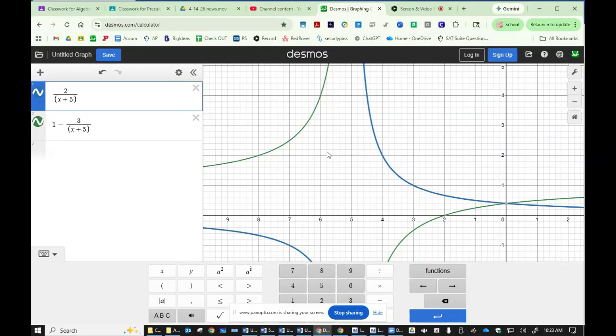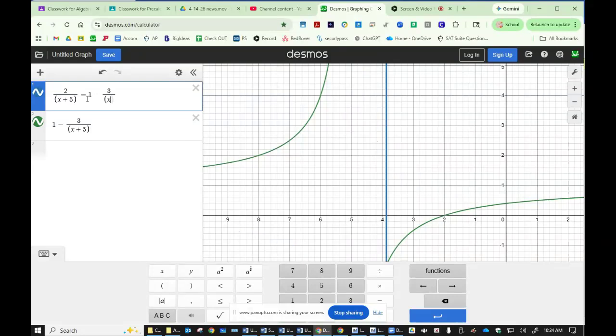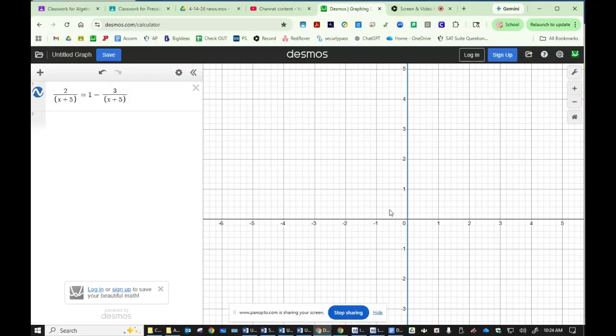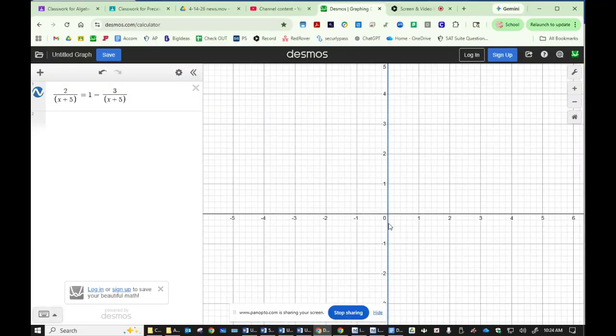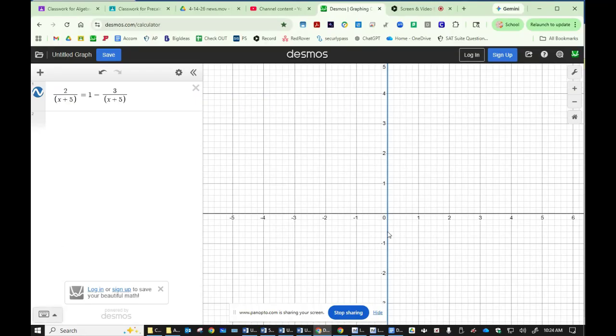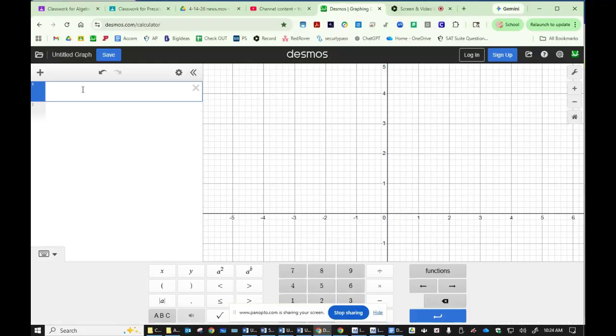Yes? Does it give you the same answer if you just set them equal to each other? No. So if you were to do 1 minus 3 over x plus 5, I'm pretty sure it doesn't graph. Actually, it does. There's your equation right there. It's x equals 0. But you got to be able to recognize that as x equals 0. I would just intersect them. It's easier.